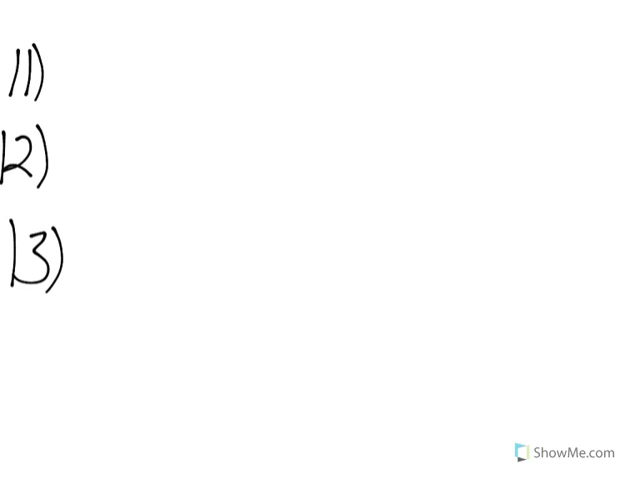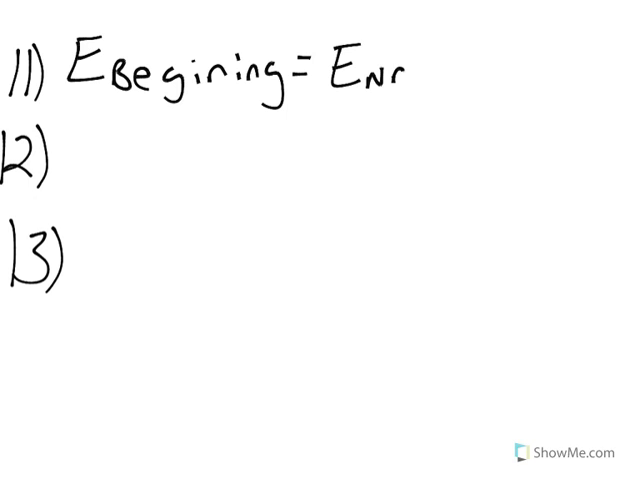Number 11, explain the law of conservation of energy. Essentially, it boils down to the energy at the beginning has to equal the energy at the end. Okay? So the energy you have at the beginning of a problem has to equal the energy you have at the end of the problem. And that's, in essence, all there is to it.